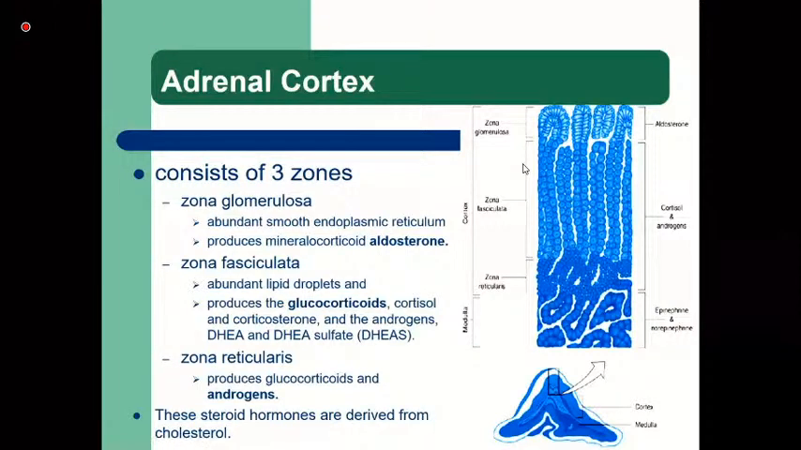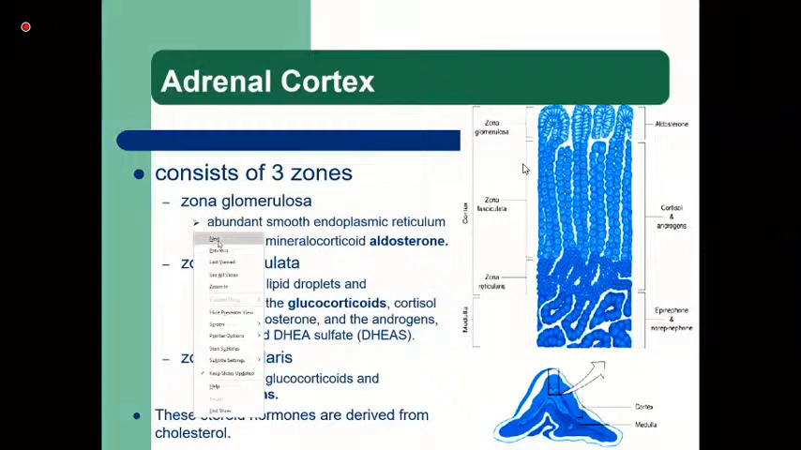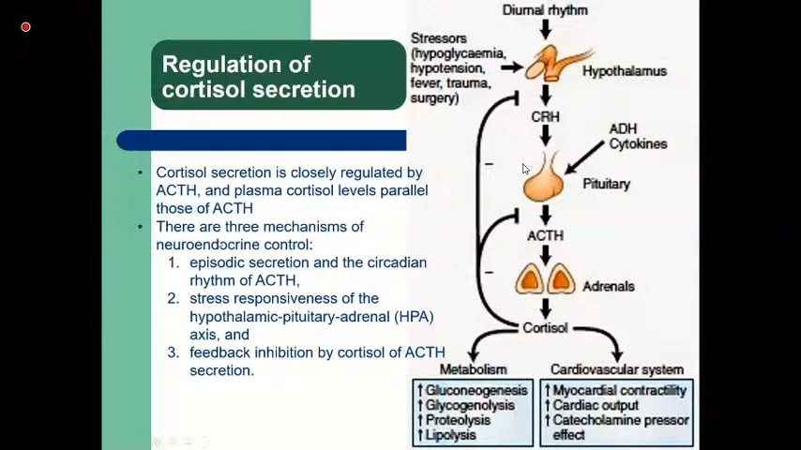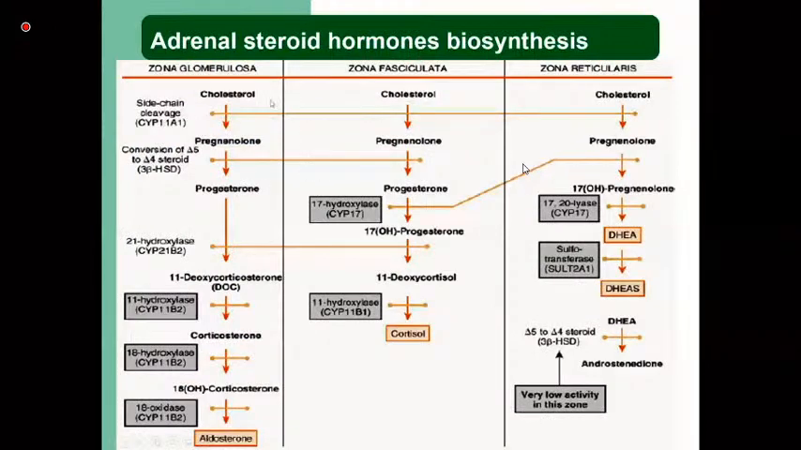Okay, what happens when the enzyme is activated? Basically, if the enzyme is activated, then you have the hormones being produced. So it depends on which zone is being activated. The glomerulosa, we know, produces aldosterone, whereas the fasciculata and reticularis basically produce your cortisol, but they also produce DHEA, the androgens. So the type of hormone produced depends on the enzyme.